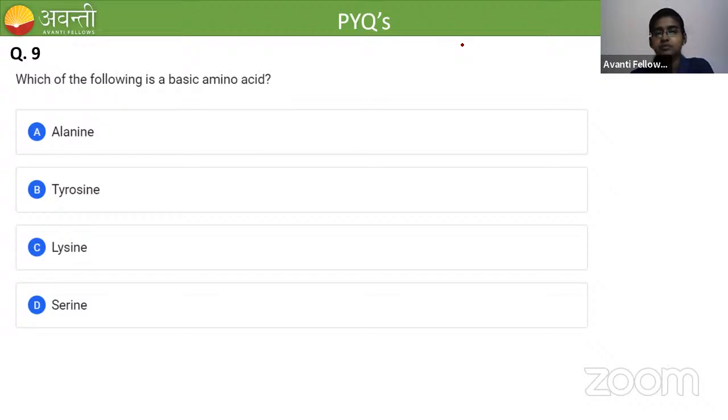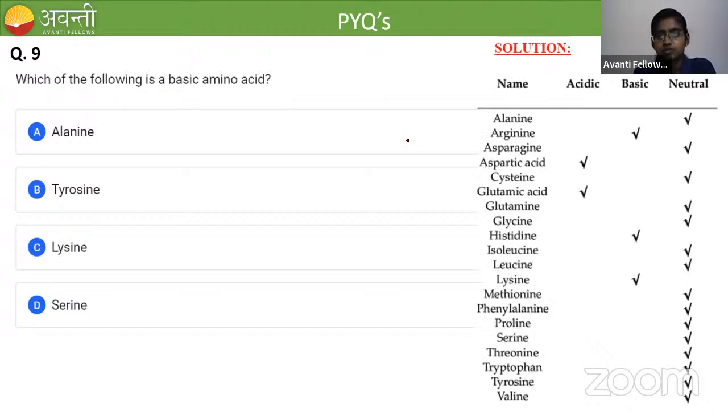Option C. Okay, let's check. So you can see something on the slide. Acidic, basic, and neutral amino acids are given to you. And we have 3 basic amino acids. They are arginine, histidine, and lysine. So you gave option C, lysine, right? So that is the correct answer.